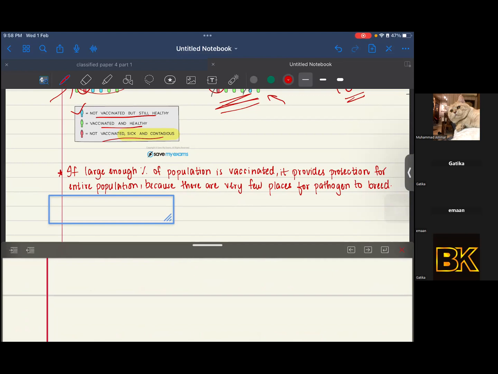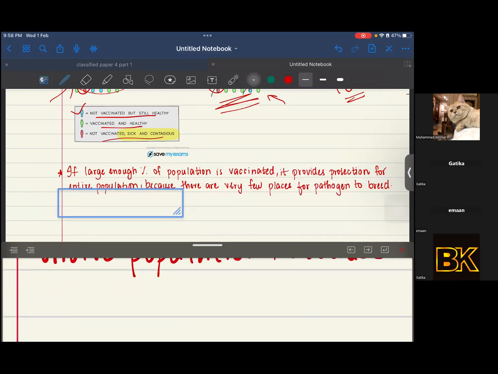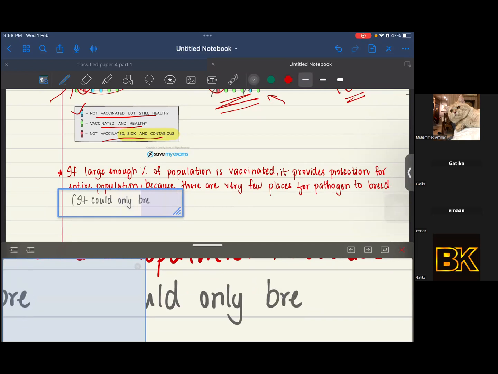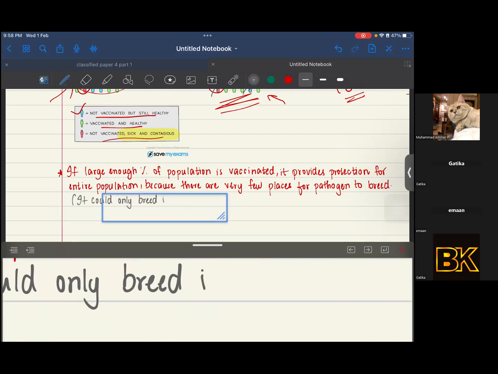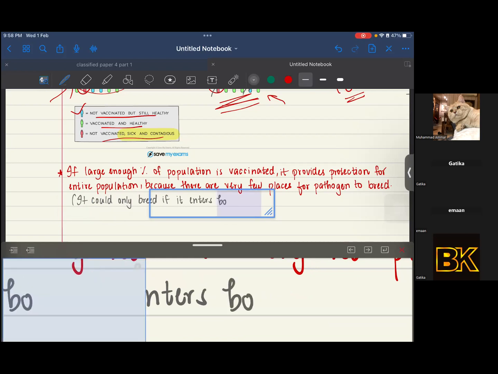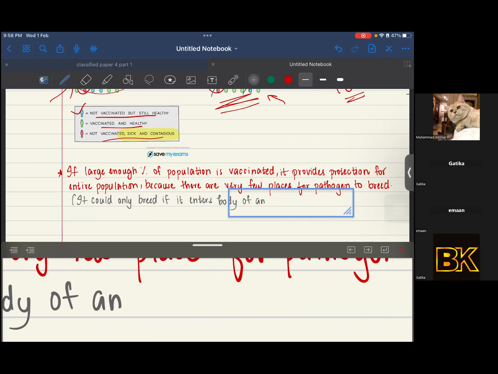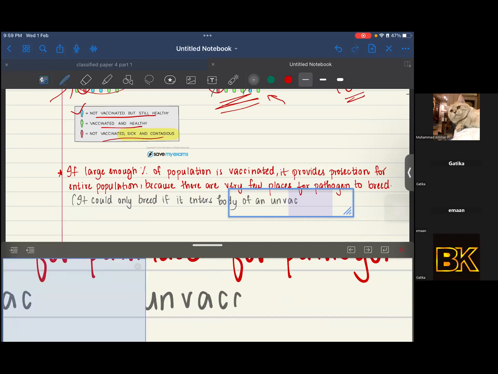So we could also say, okay, I'll write it here. It could only breed if it enters the body of an unvaccinated person, which I showed you guys in the picture. It cannot enter the green people, those who are vaccinated. It can only enter those poor people. So the proportion gets less, and that is why the spread of the disease is contained.